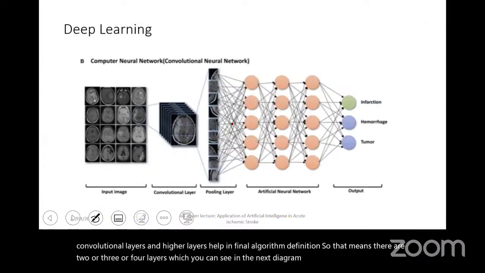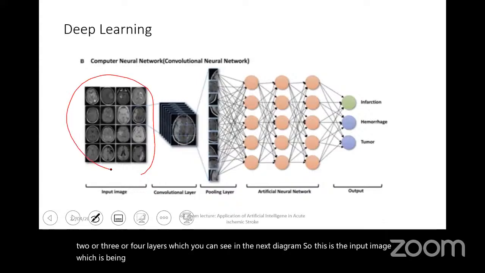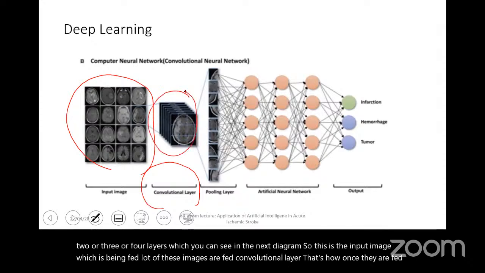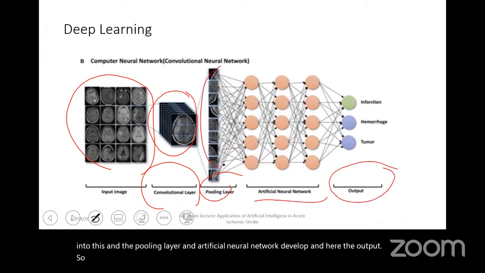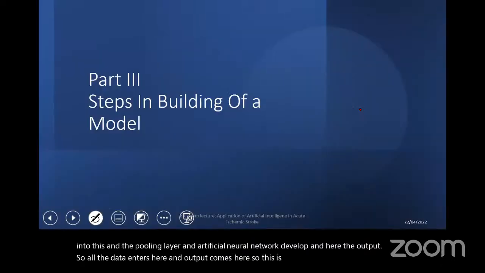So this is the input image, which is being fed. A lot of these images are fed into the convolutional layer. Once they are fed into this, the pooling layer and artificial neural network develop, and here is the output. So all the data enters here and output comes here. So this is the deep learning.